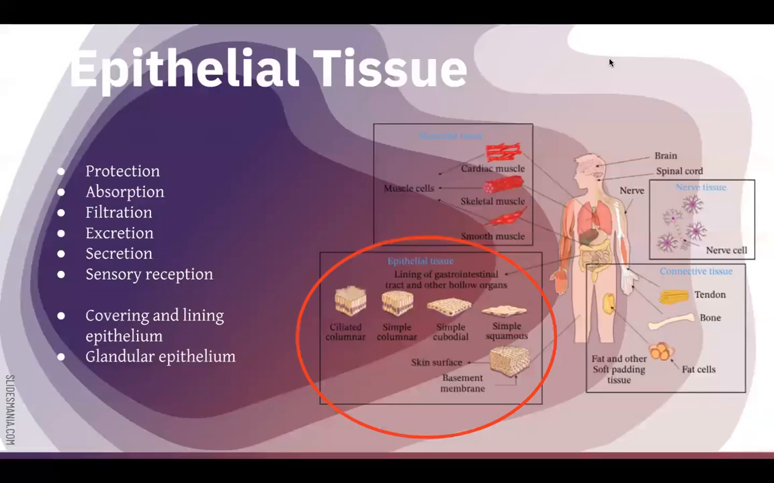And things to know about epithelial tissue, just broadly, is that there are two kinds of them. There is the covering and lining epithelium and also glandular epithelium. There are also six functions of epithelial tissue: protection, absorption, filtration, secretion, excretion, and also sensory reception. And what is circled in the picture, these are epithelial tissue, but they are more specifically types of covering and lining epithelium, which we will be covering.